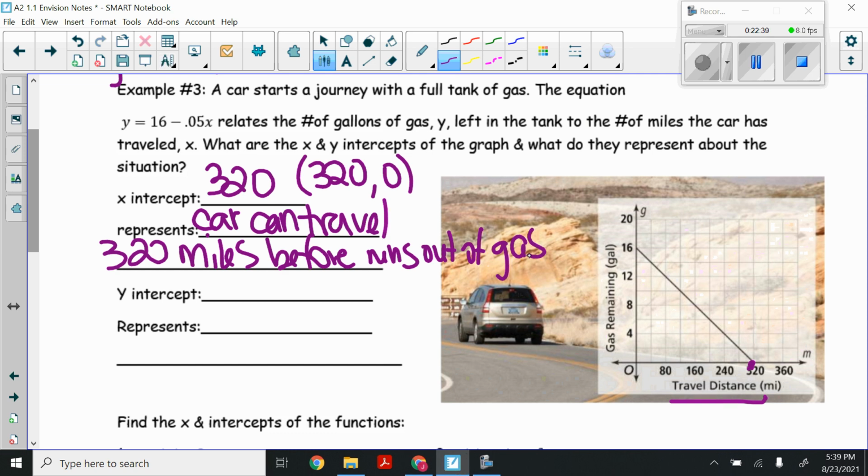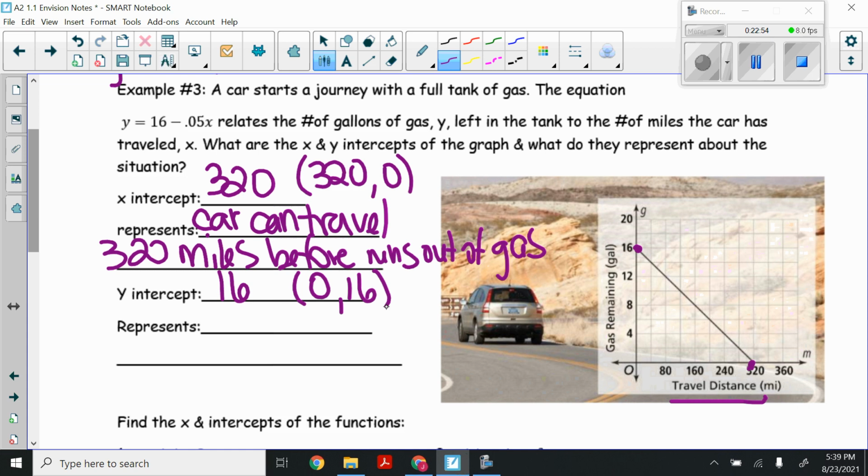So now we're going to look at the y-intercept. Where is this line going to cross the y-axis? At this point right here, 16. If I wanted to write that as an ordered pair, (0, 16). So for a y-intercept, your x will always be 0.